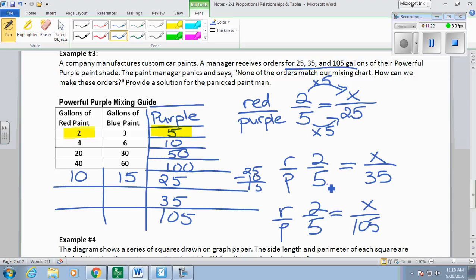So 5 times 7 will give me 35, so multiply by 7 here, and so that will be 14. And 35 minus 14 gives me 21. And then this one will be times 21. So 2 times 21 will give me 42. And I get 63 gallons of blue paint. So the solution, again, is to set up a proportion using the information that I have.